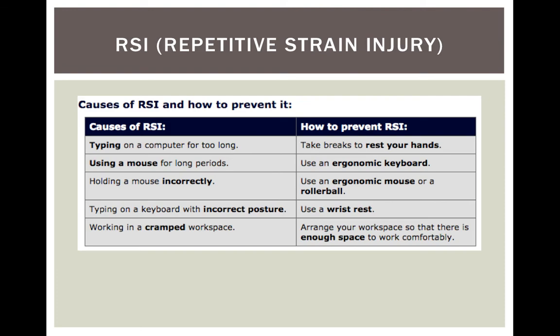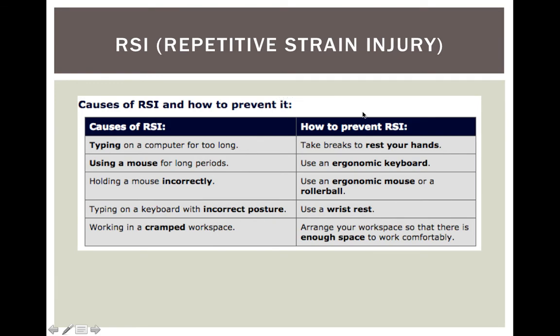It's a swelling in the tendons in the wrist and in the fingers from repeated movements of the same type of movement. So this could be typing, it could be clicking, it could be people using game controllers in a certain way. So our causes: typing on the computer for too long, using a mouse, holding the mouse incorrectly, typing on the keyboard with incorrect posture, or working in a cramped workspace.